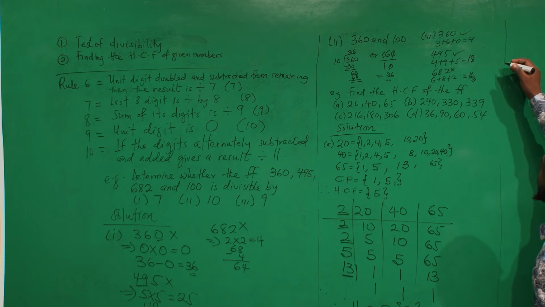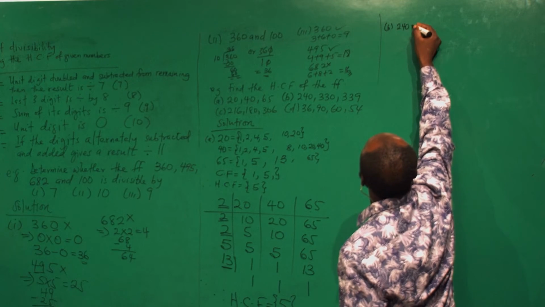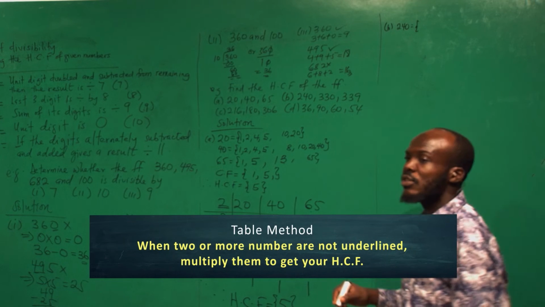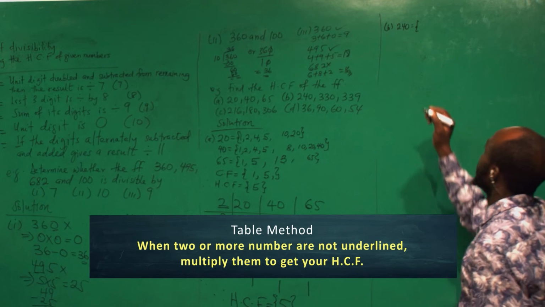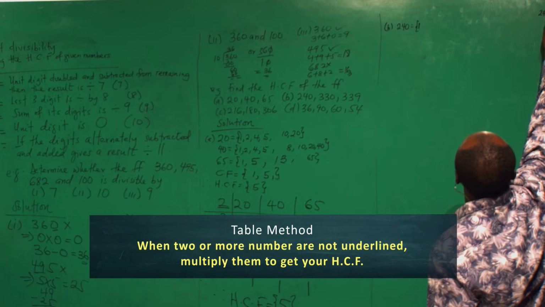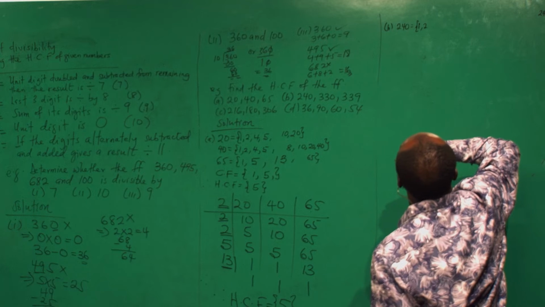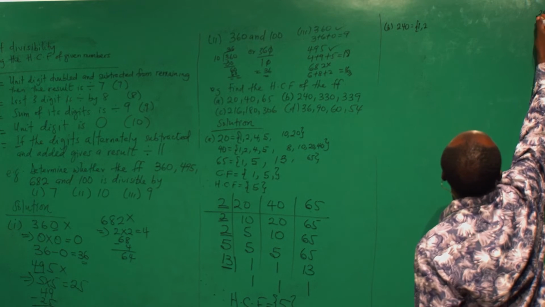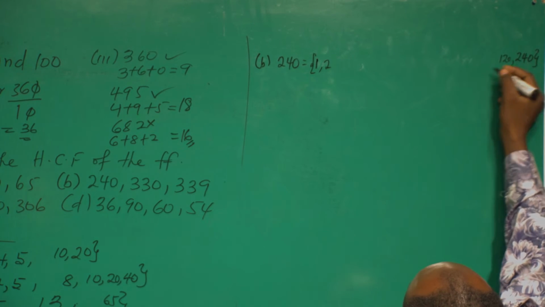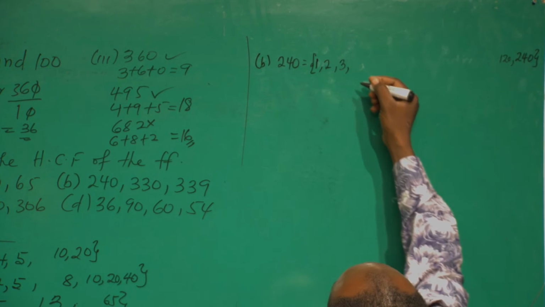Now, let's take B. Look at 240. We are going to look for the factors of 240. So we have 1. Let's say 240. Can 2 do the job? Yes, 2 goes here, 120. Can 3 do? 3 goes into 24, 3 times 8 is 24. Okay, so meaning 3 can also go, 3 and 80.